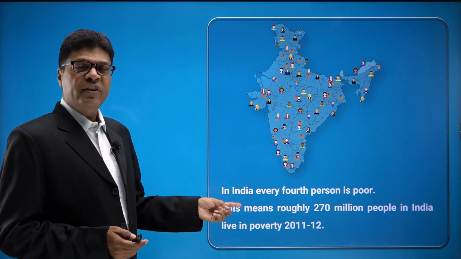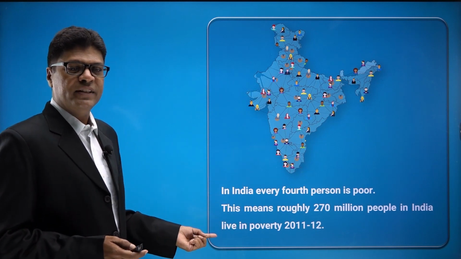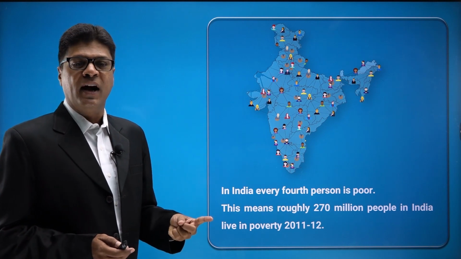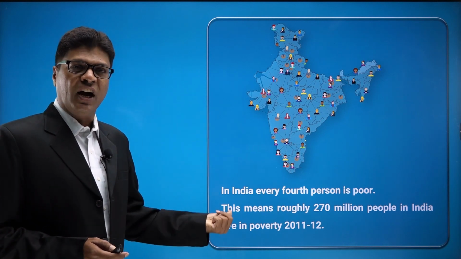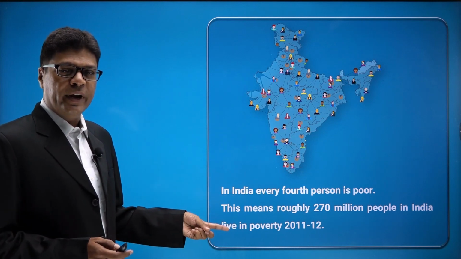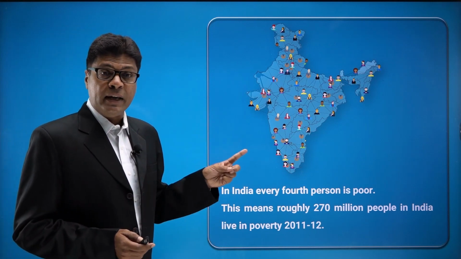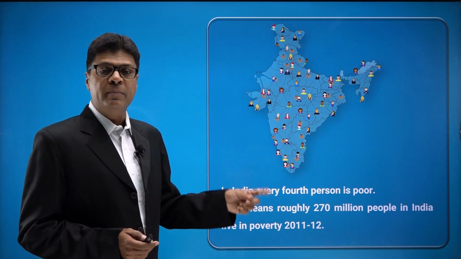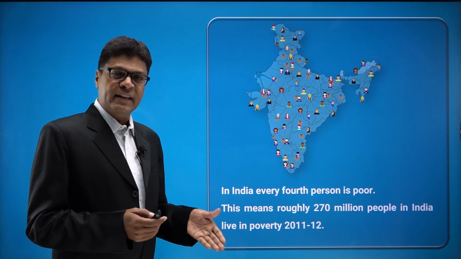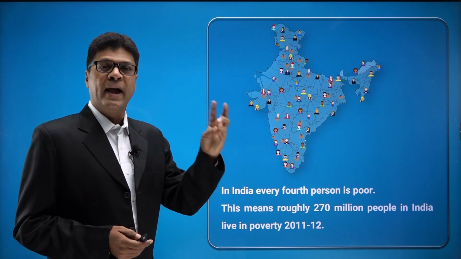This is the scenario, this is the chart. In India, every fourth person is poor. This means nearly 270 million people in India live in poverty. This is the data of 2011 and 2012. According to it, nearly 270 million people live in poverty. Matlab, they are not getting their basic necessities of food, clothing and shelter.